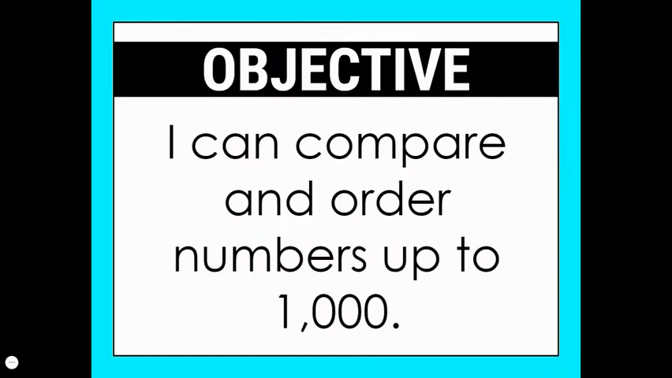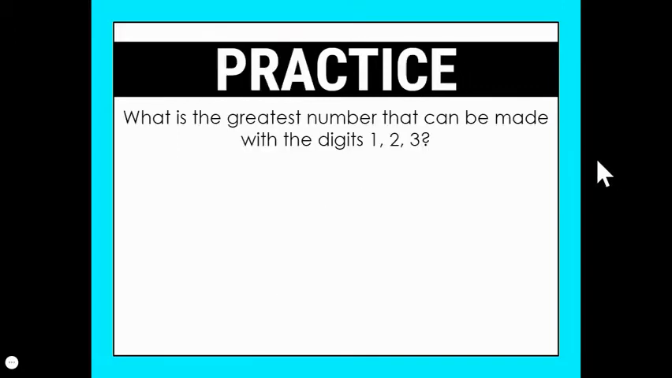Today, our objective is I can compare and order numbers up to 1,000. So let's start with this practice. It says, what is the greatest number that can be made with the digits 1, 2, and 3? So remember, the greatest number means we're looking for the biggest number.